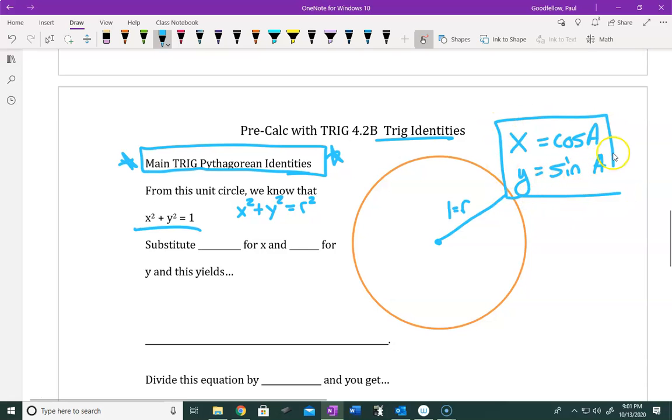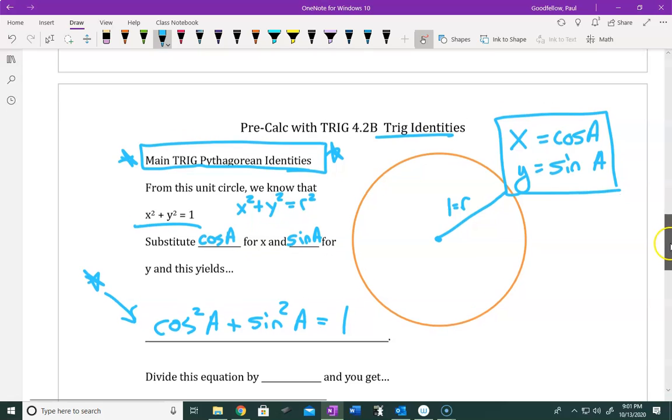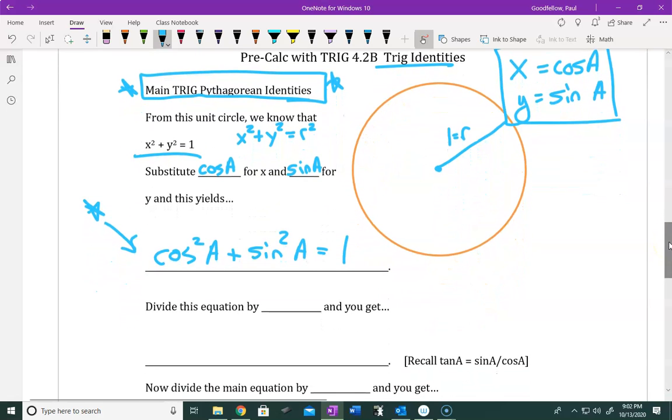Okay, these are fundamental ideas that we've discussed over the last couple of sections. So I'm going to substitute cosine of a in for x, and sine of a in for y, which would ultimately yield cosine squared of a plus sine squared of a equals 1. Now, this is the primary Pythagorean identity, okay? It looks like the Pythagorean theorem. It talks like the Pythagorean theorem. It's the Pythagorean theorem, okay?